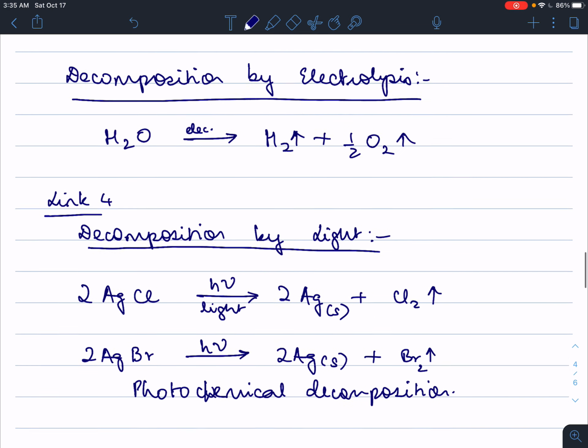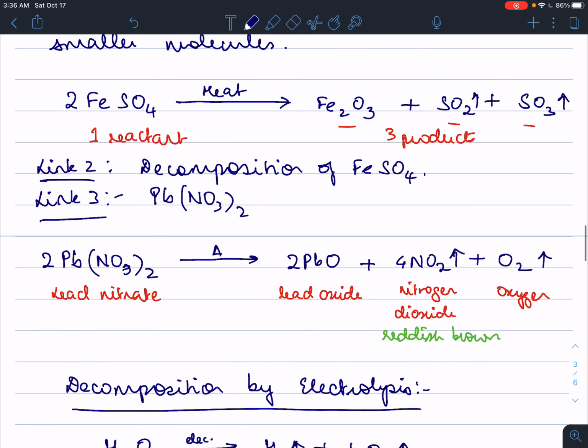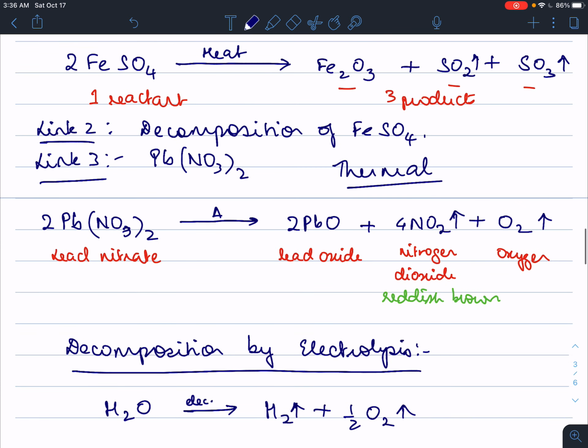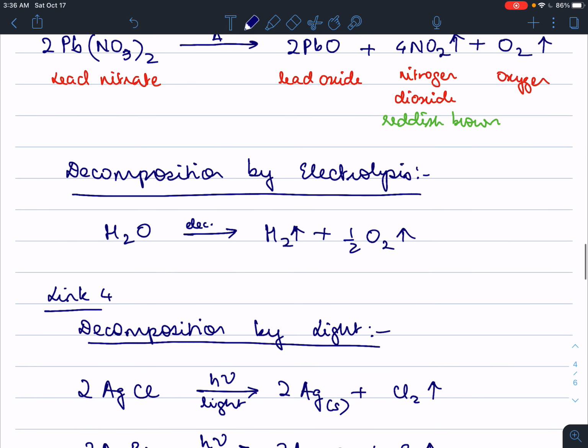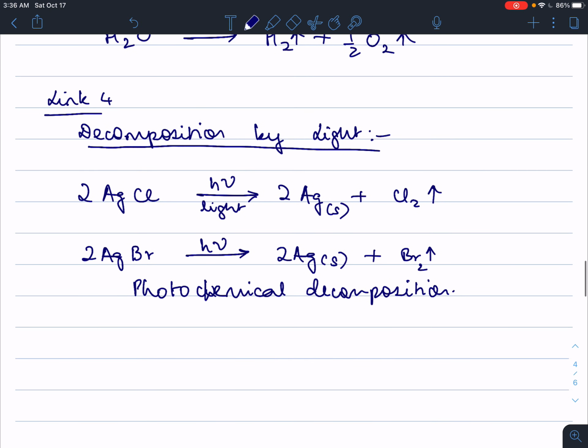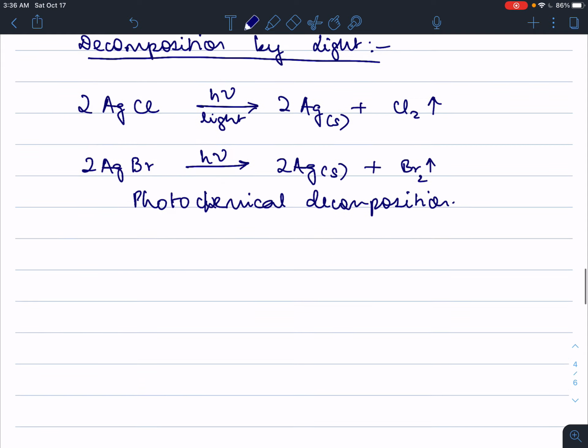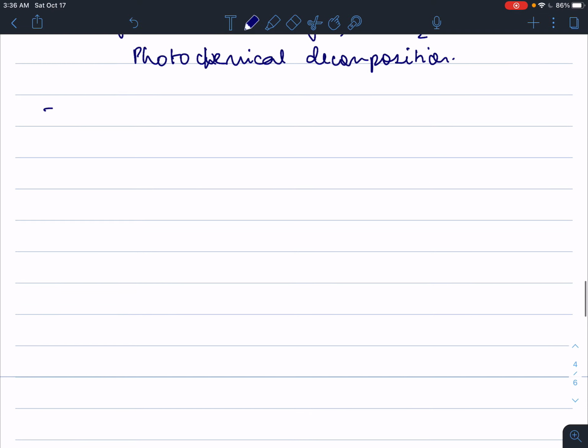All right. So decomposition, you require energy. It could be in the form of heat, in which case it will be called thermal decomposition. Otherwise, it will be electrochemical or photochemical. All right, so we spoke about decomposition reactions as well. Now, what other kind of reaction do we have?